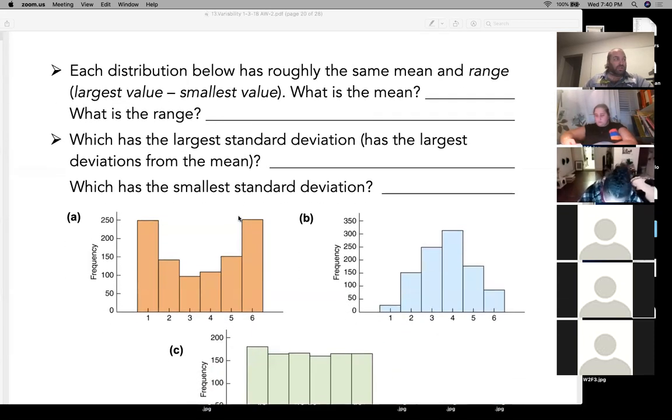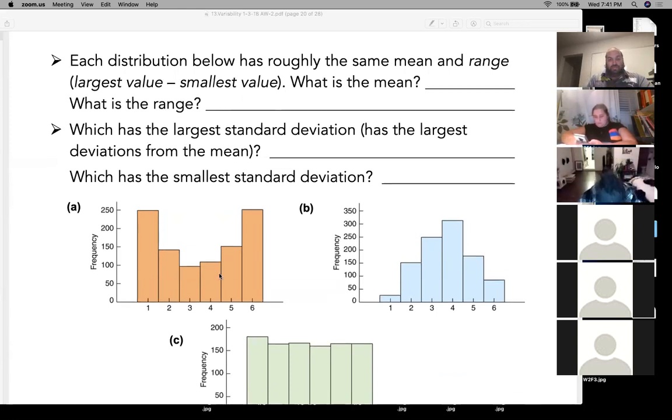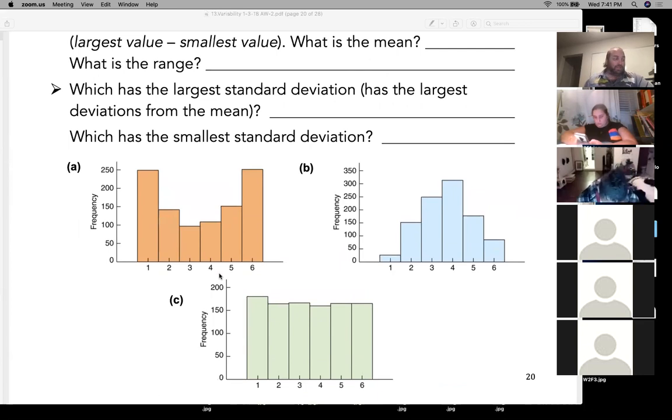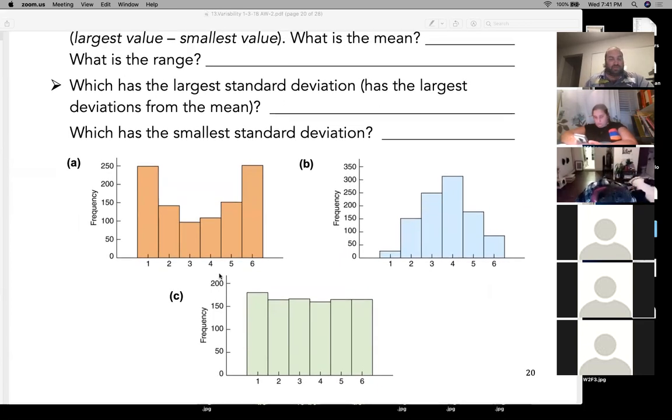Okay, so let's take a look at this one. It says here, each distribution below has roughly the same mean and range. Remember, the range is largest minus smallest. What is the mean for each of these approximately? Take a look at these 3 pictures. And the claim is that all of them have roughly the same mean. So what is that mean?